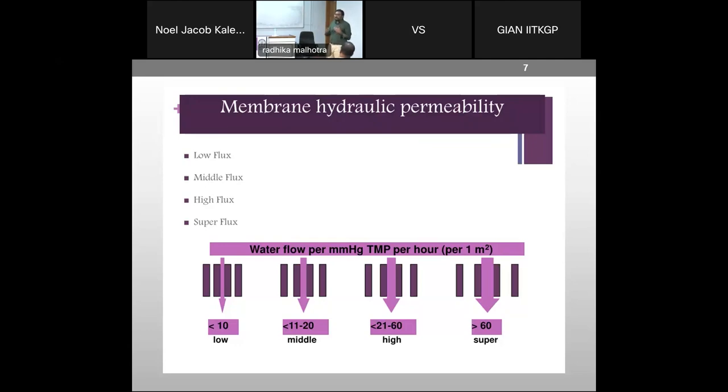So they want to reduce the hemodialysis time. Okay, so the membranes are classified based on hydraulic permeability. They are classified as low flux if your water flow is less than 10, high flux if it is between 21 to 60, and superflux. These superfluxes are rarely seen in hemodialysis, but maybe in hemodiafiltration.